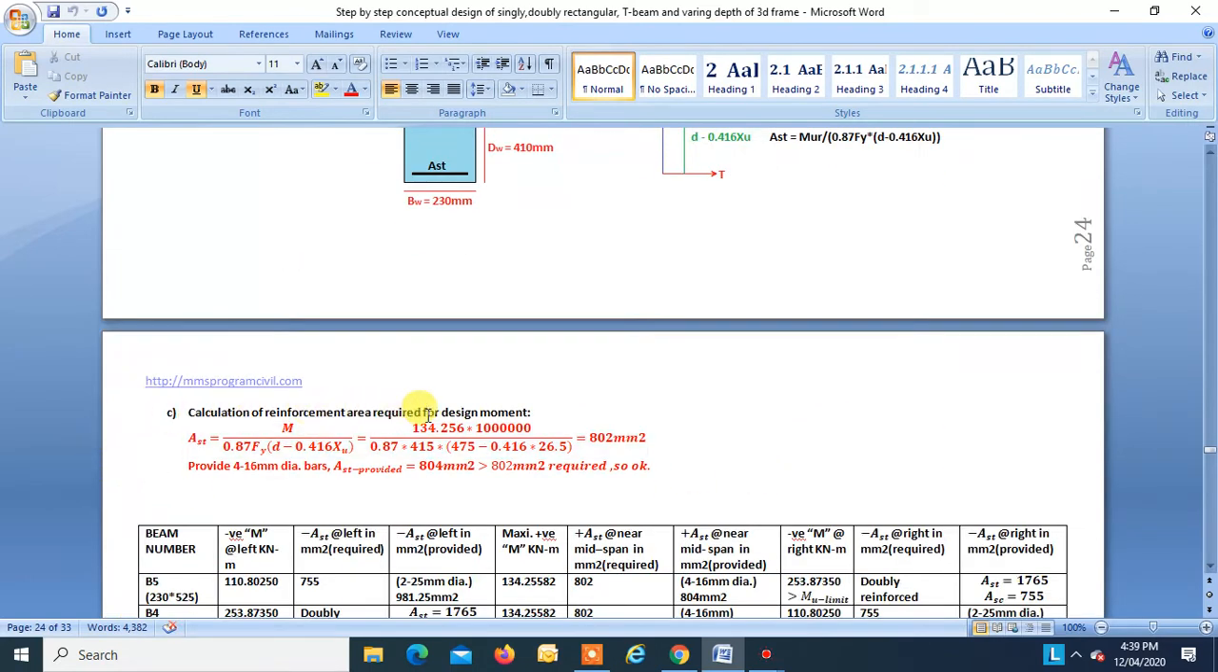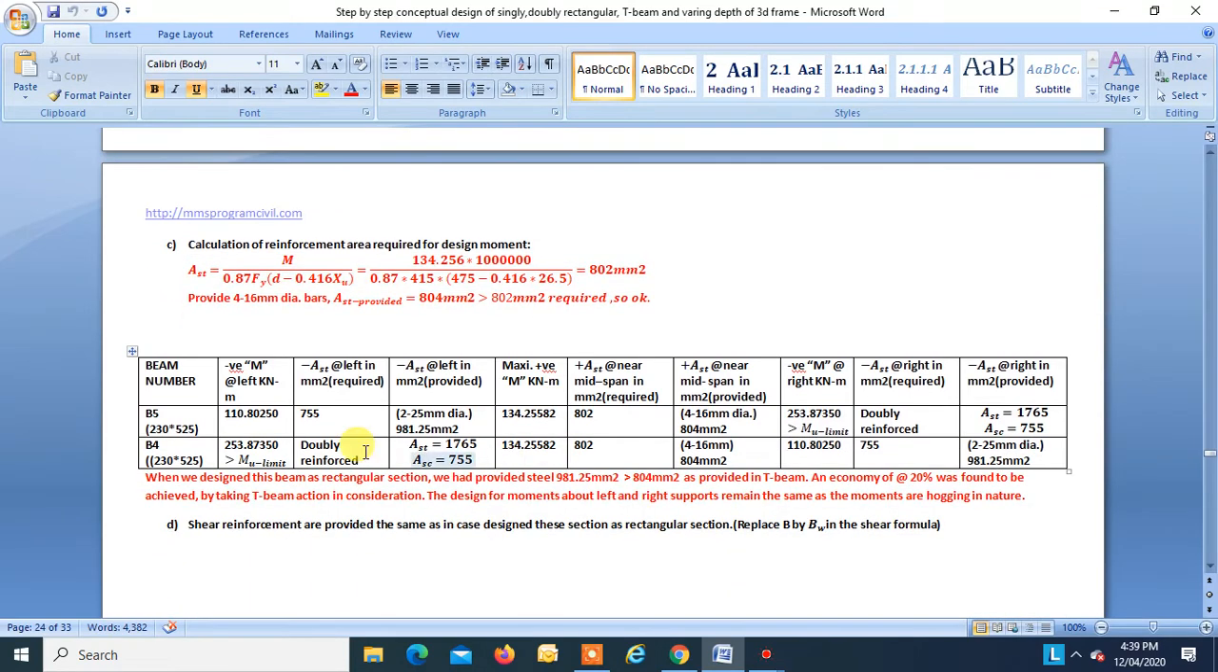So, calculation of steel required at the mid span. The maximum positive bending moment is 134.265. So we get steel 802 mm square. We will provide a number of 16 mm dia bars. So AST provided is 804, greater than 802.